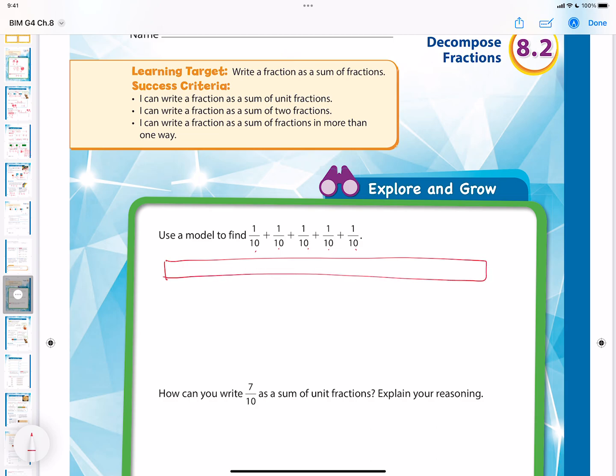Since they were asking us to use a model, I'm going to cut it in half and 1, 2, 3, 4 and 1, 2, 3, 4. Okay, so now 1, 2, 3, 4, 5, 6, 7, 8, 9, 10 pieces. And I'm going to do 1 over 10, 1 over 10, 1 over 10, 5 of them. That is equal to what? When you add all together, you have 5 pieces shaded out of 10. That's half of it, okay?